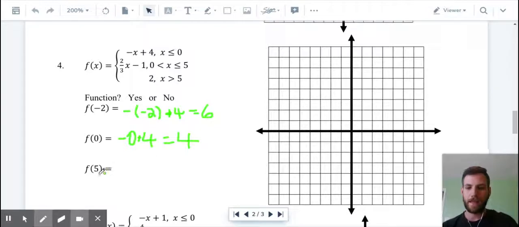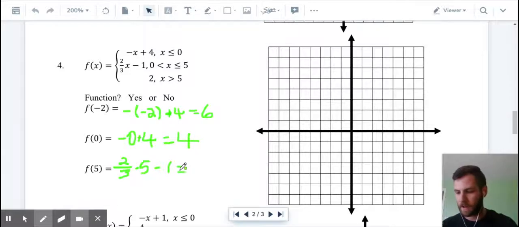And lastly, the third evaluating problem, we're trying to see what would happen at 5. So this is another tricky one because 5 is one of those border numbers. 5 would fit into the middle inequality because 5 is less than or equal to 5. It is not greater than 5. So that means we would do 2/3 being multiplied by 5, and then -1. If we grab a calculator, that would end up being equal to 2.33.